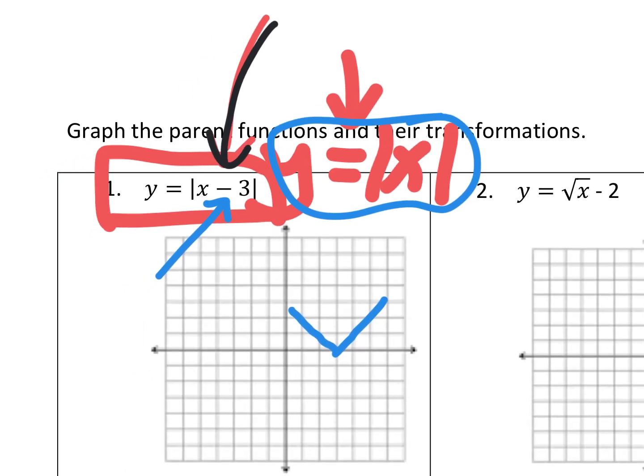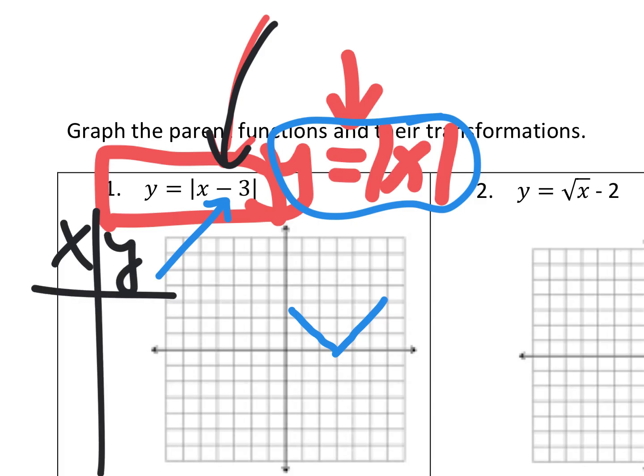What if I needed proof? Like I'm on the test and I really feel like that's wrong. Let me show you. You can stick in any number you want. Like let's say I stick in 5. And then you go, 5 is for x, 5 minus 3 is 2, and y is the absolute value of 2, which is 2. Is 5, 2 on my function? Yes, it is. See, it's right there.